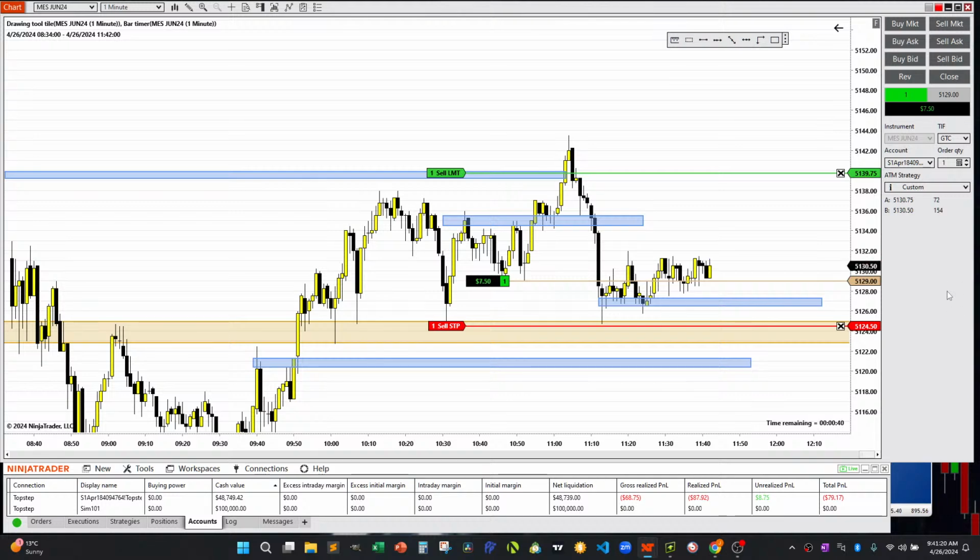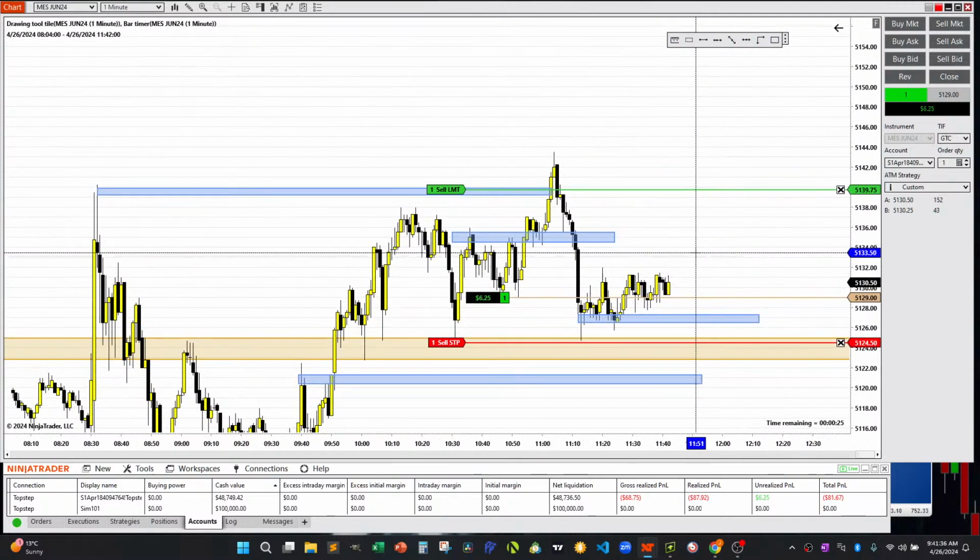And still going in the same trade. Been waiting now for about 22 minutes. So a little bit of patience in this situation.